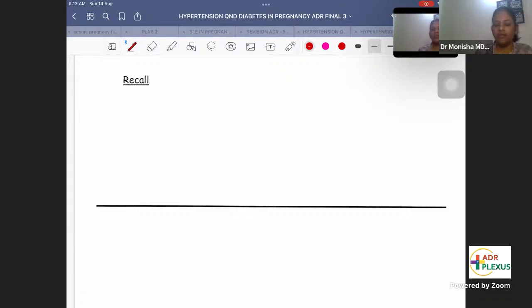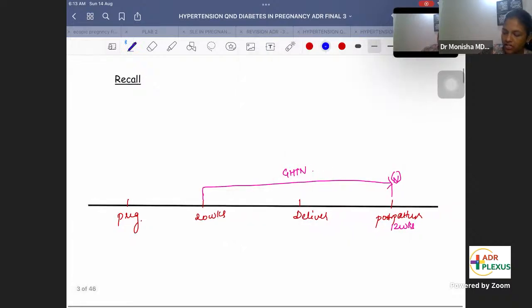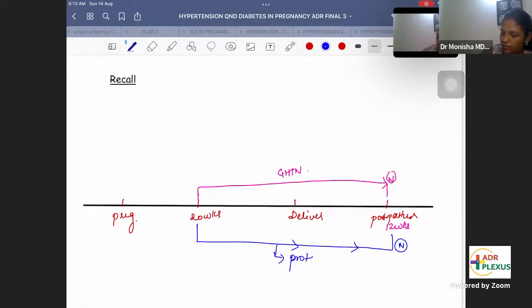Okay, now whatever we have read, we will revise it. When I say pregnancy, 20 weeks, she delivers. Hypertension that develops after 20 weeks, continues, and becomes normal by 12 weeks postpartum is gestational hypertension. If the same hypertension develops from 20 weeks, continues, and again becomes normal by 12 weeks, but additionally during this course they present with proteinuria as well as end organ damage, that is preeclampsia.